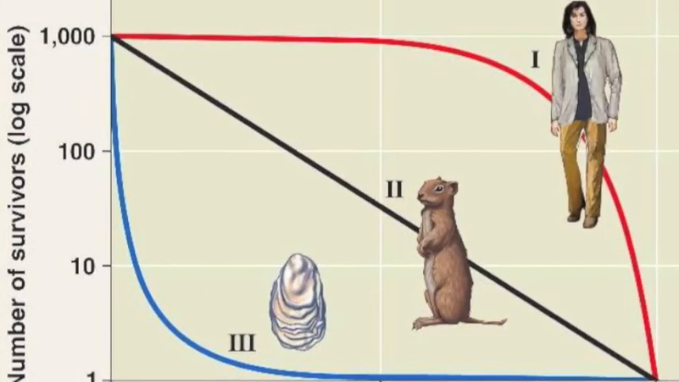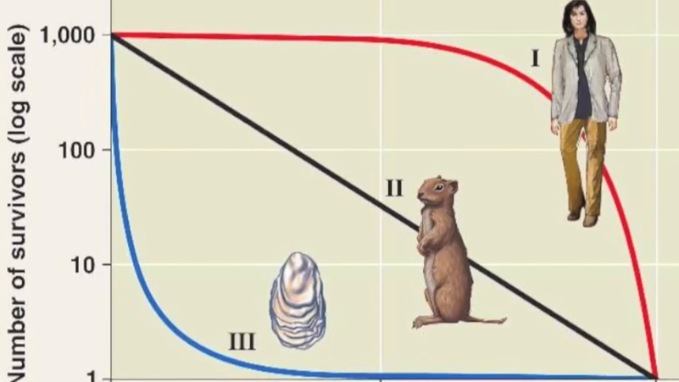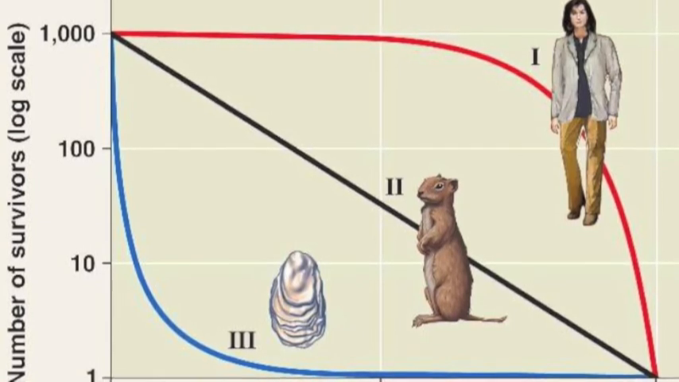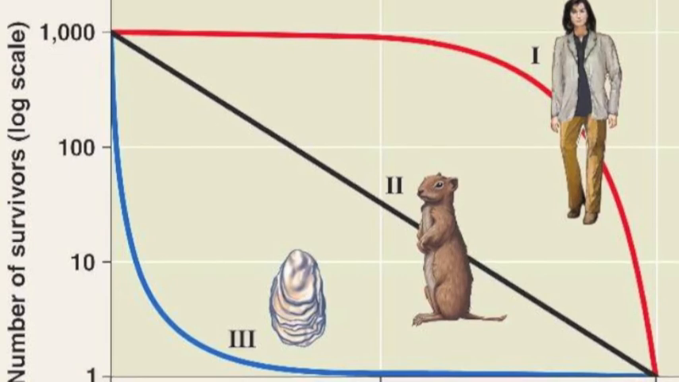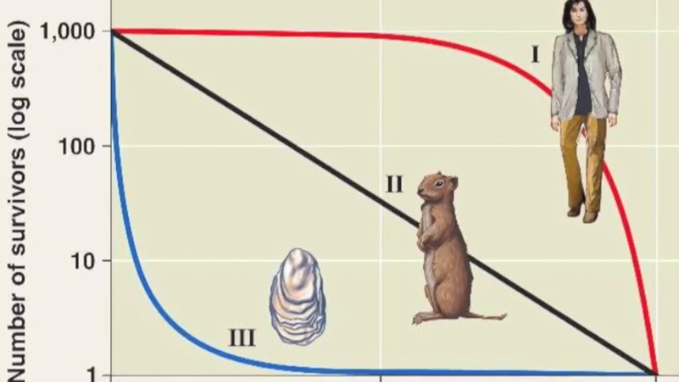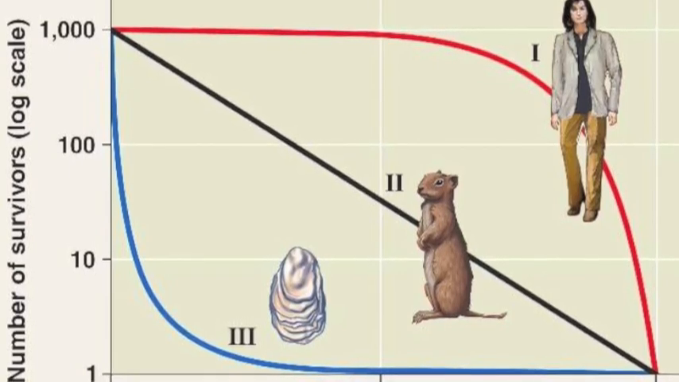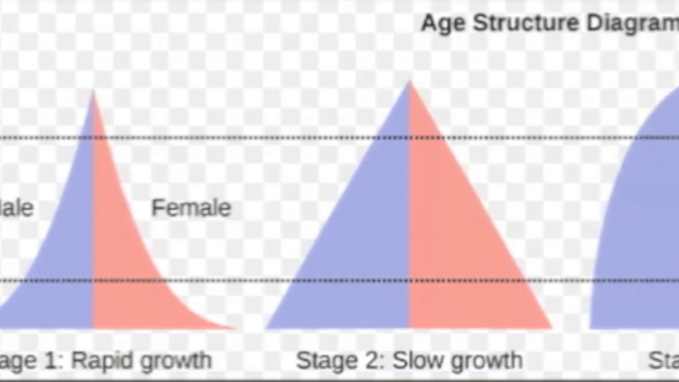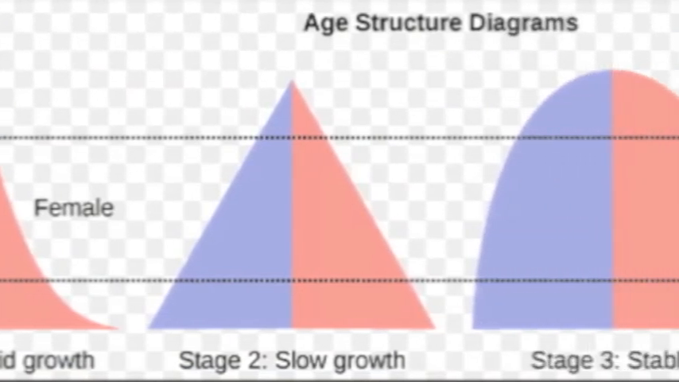A type 2 curve describes a species with a death rate that is constant over the lifespan. A type 3 curve shows a very high death rate among the young, but then shows that death rates decline for the few individuals that have survived to a certain age. Age structure diagrams show the relative number of individuals at each age in a population.